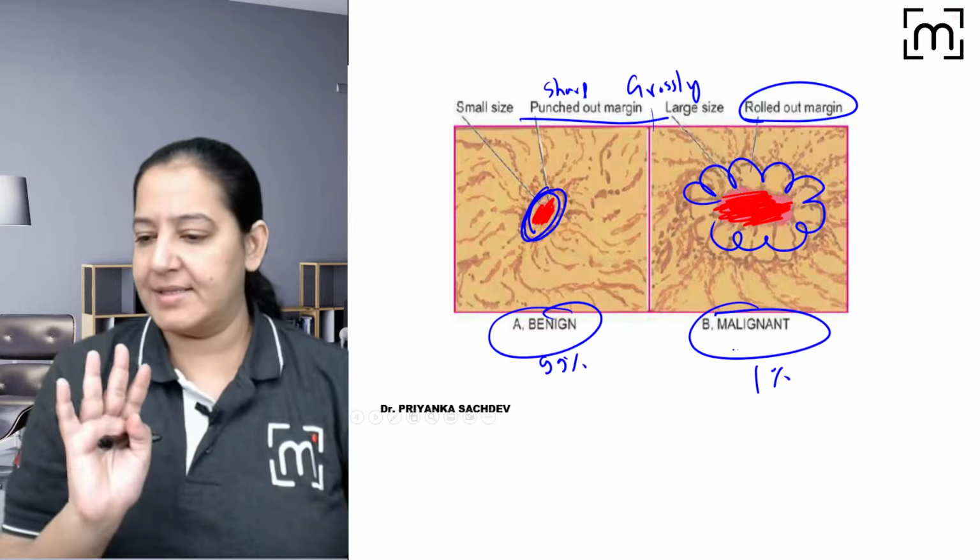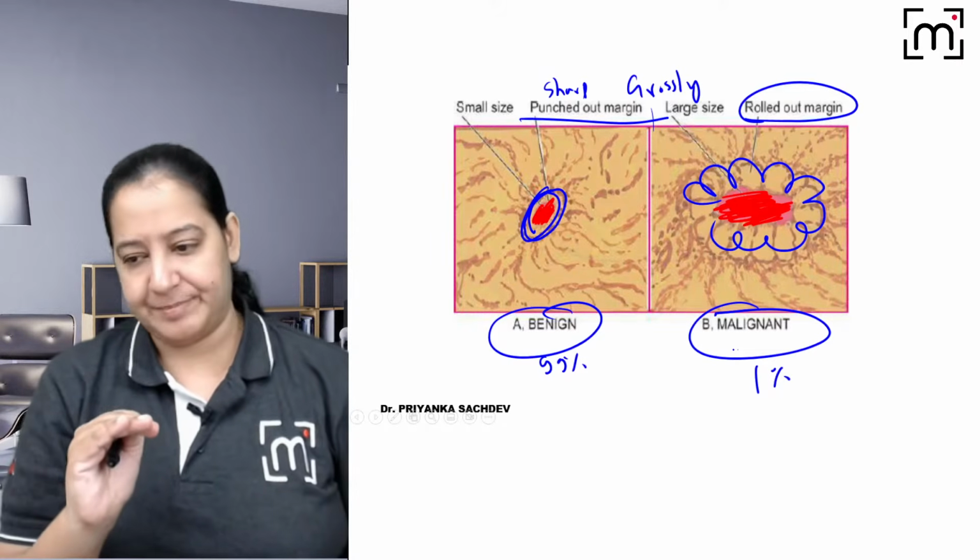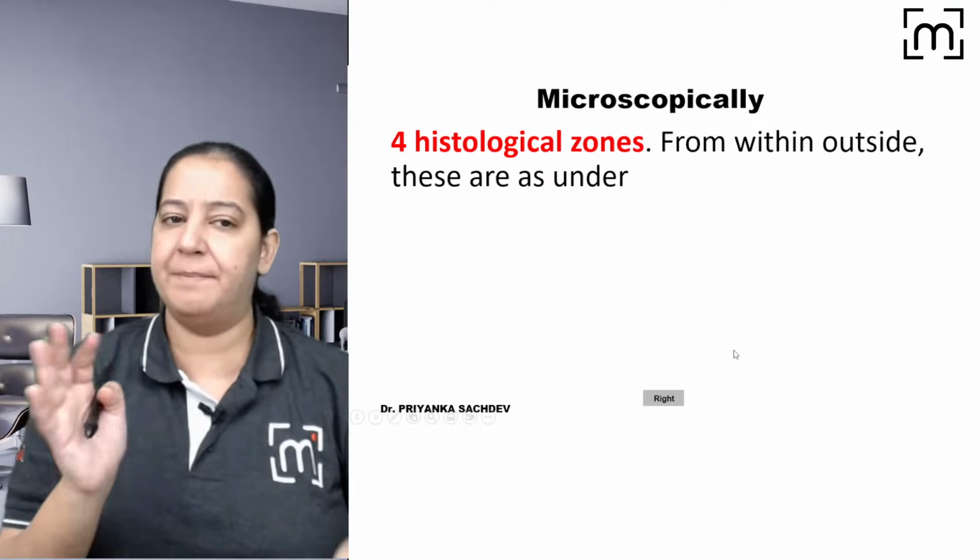Give me a thumbs up. So that is the thing. Looking at the margin, you can say whether it is benign or malignant.